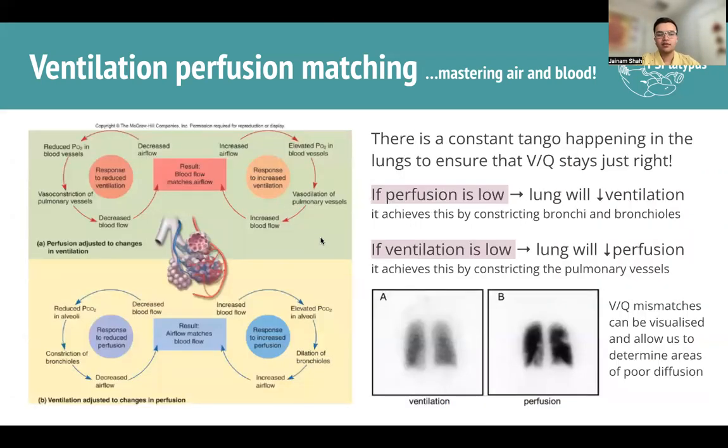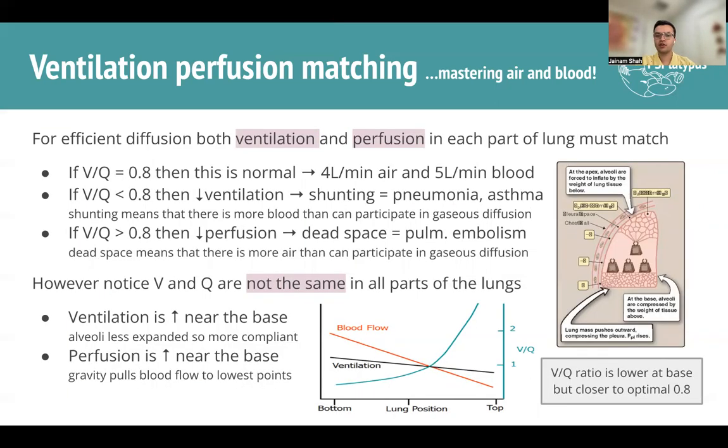Now, because you're constantly breathing and things are constantly changing in your day-to-day metabolic functions, ventilation perfusion is not always going to be constant at a specific part of your lung. So it's not going to be like at this point in the lung, it's always going to be 2. At this point in the lung, it's always going to be 1. It's going to keep changing.